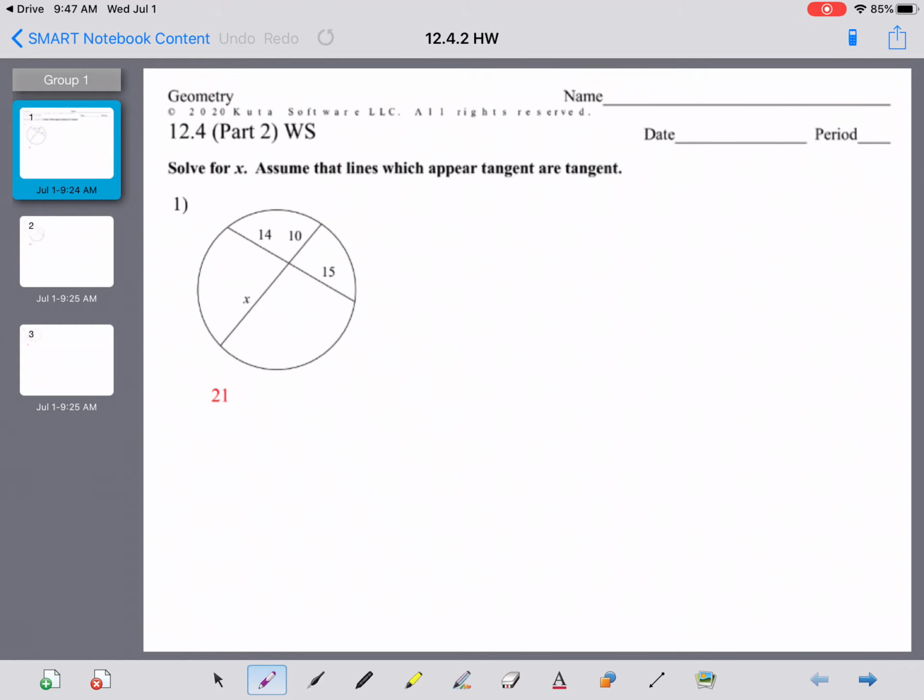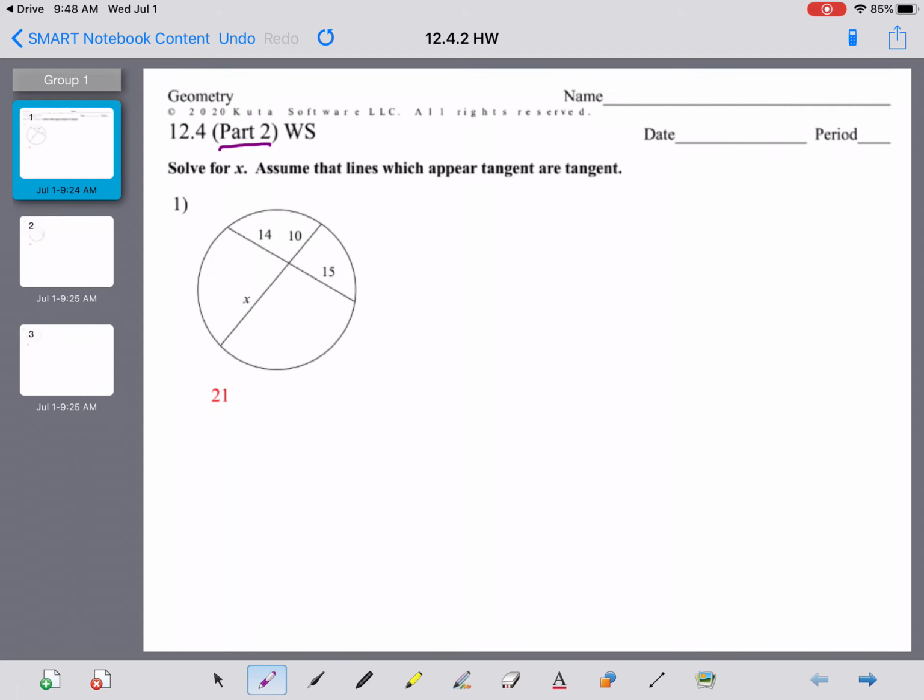All right, everybody, on to part 2 now of the 12.4 homework. So part 1 dealt entirely with angle measures that are formed when you've got tangents or secants or one of each intersecting at various parts within the circle. 12.4 part 2 deals with the same setup, with tangents or secants or one of each intersecting inside, outside, or on the circle. But in part 2, we're dealing with segment lengths.